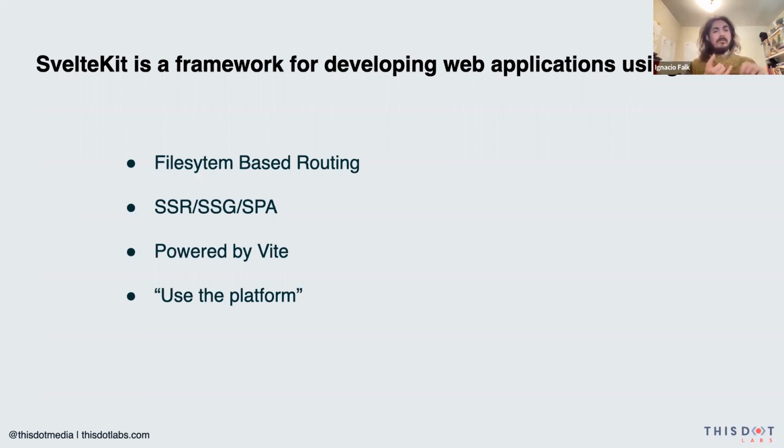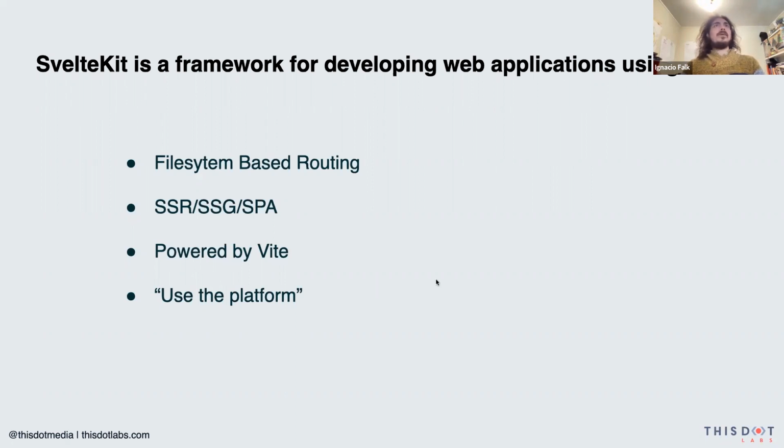It's powered by Vite, which makes it really fast during development. And it aims to use the platform as much as it can. Some of the APIs it exports are just those of the platform, like fetch and URL. For example, at the heart of SvelteKit there is a router based on your file system, which I'd say is one of the most expressive ones I've seen so far, because it has many little things that make it so powerful.